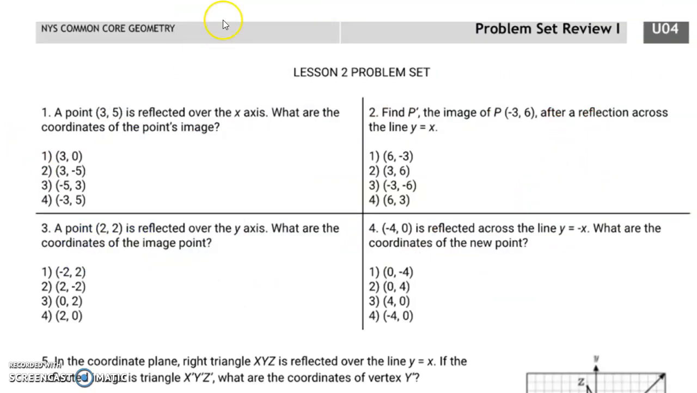All right, the Lesson 2 problem set is next. Please pause the video and try it if you haven't done so, then come back to see if you got it right.